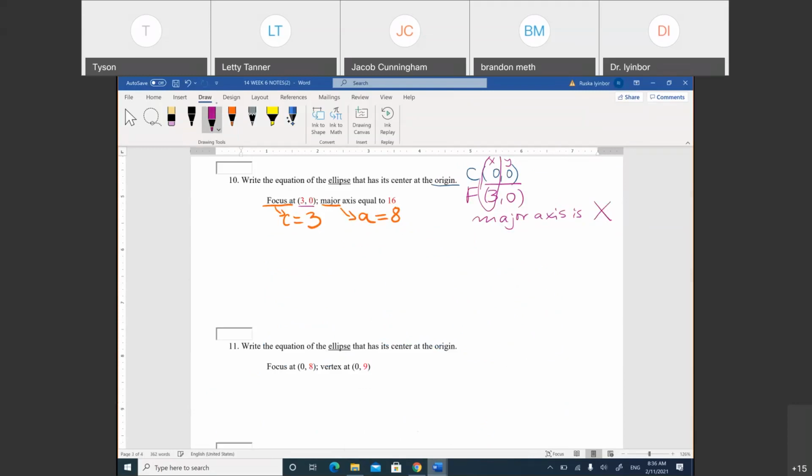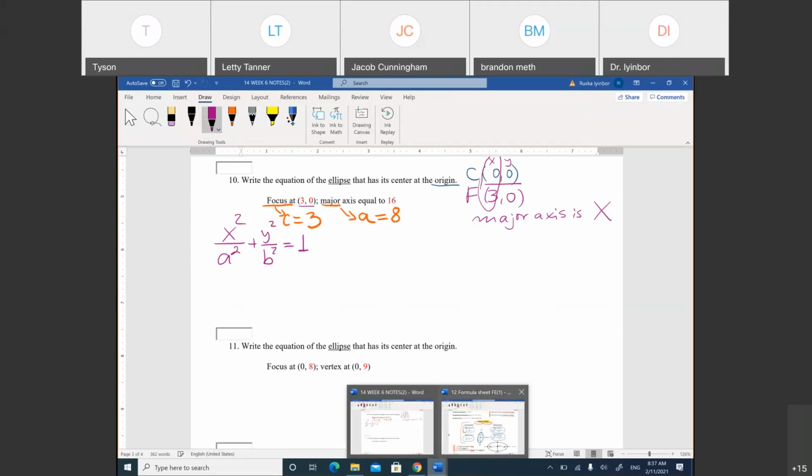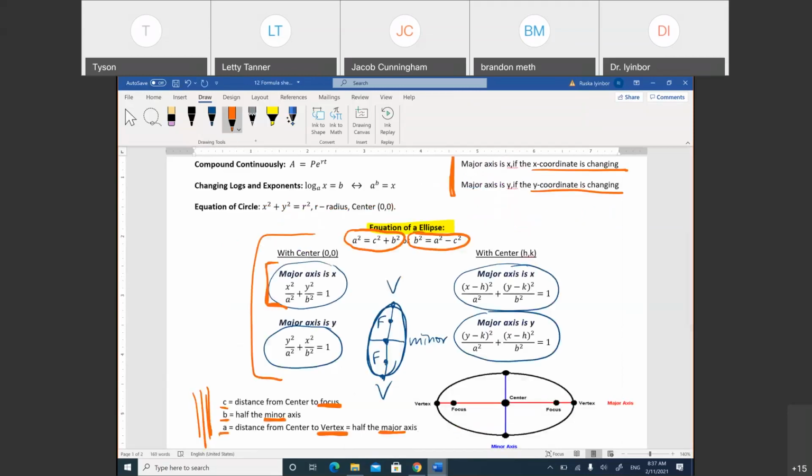So I'm going to start with the equation you need to find: x squared over a squared plus y squared over b squared equals 1. I'm copying the same equation. This is how my answer is going to look, right? Now I have A, I have C. How am I going to find B? I'm going to use the formula to find B: B squared is A squared minus C squared. That's what I'm using.